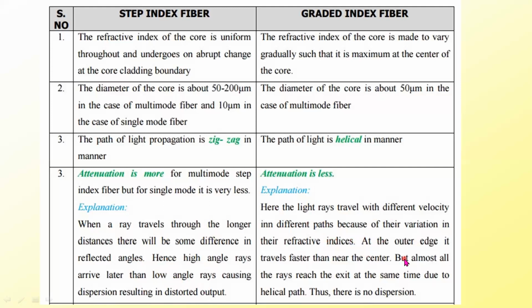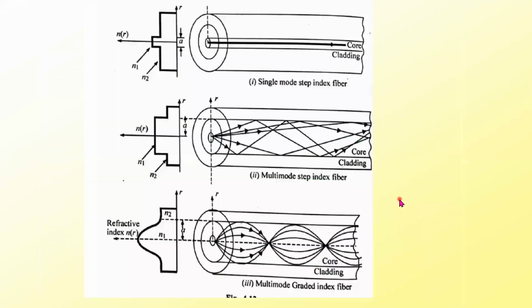At the outer edge, it travels faster, and nearer the center it is slower. As compared with the rays at the center, the outer edge travels faster. But almost all rays will exit at the same time due to the helical path. Therefore, dispersion is negligible, so attenuation is also small in the case of graded index fiber.